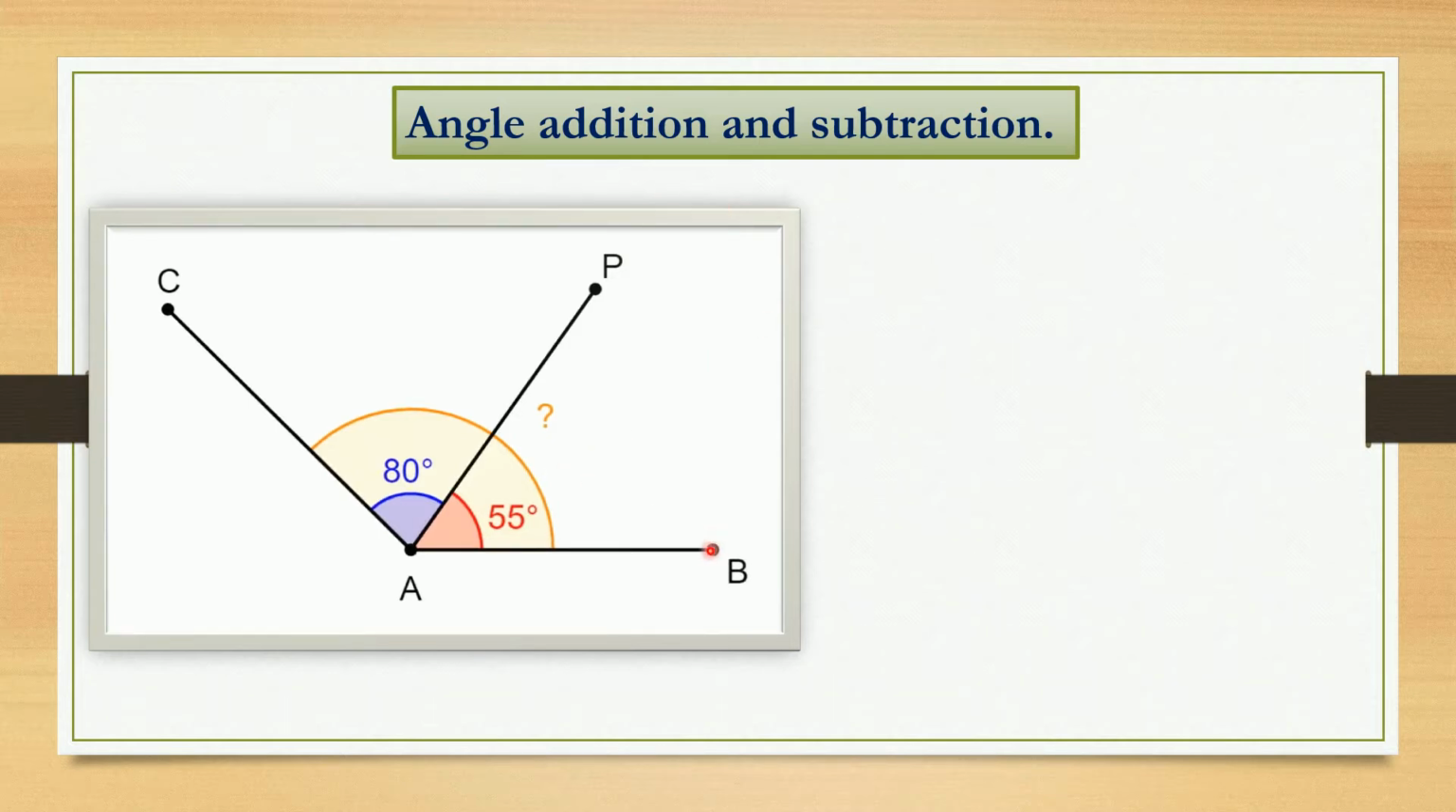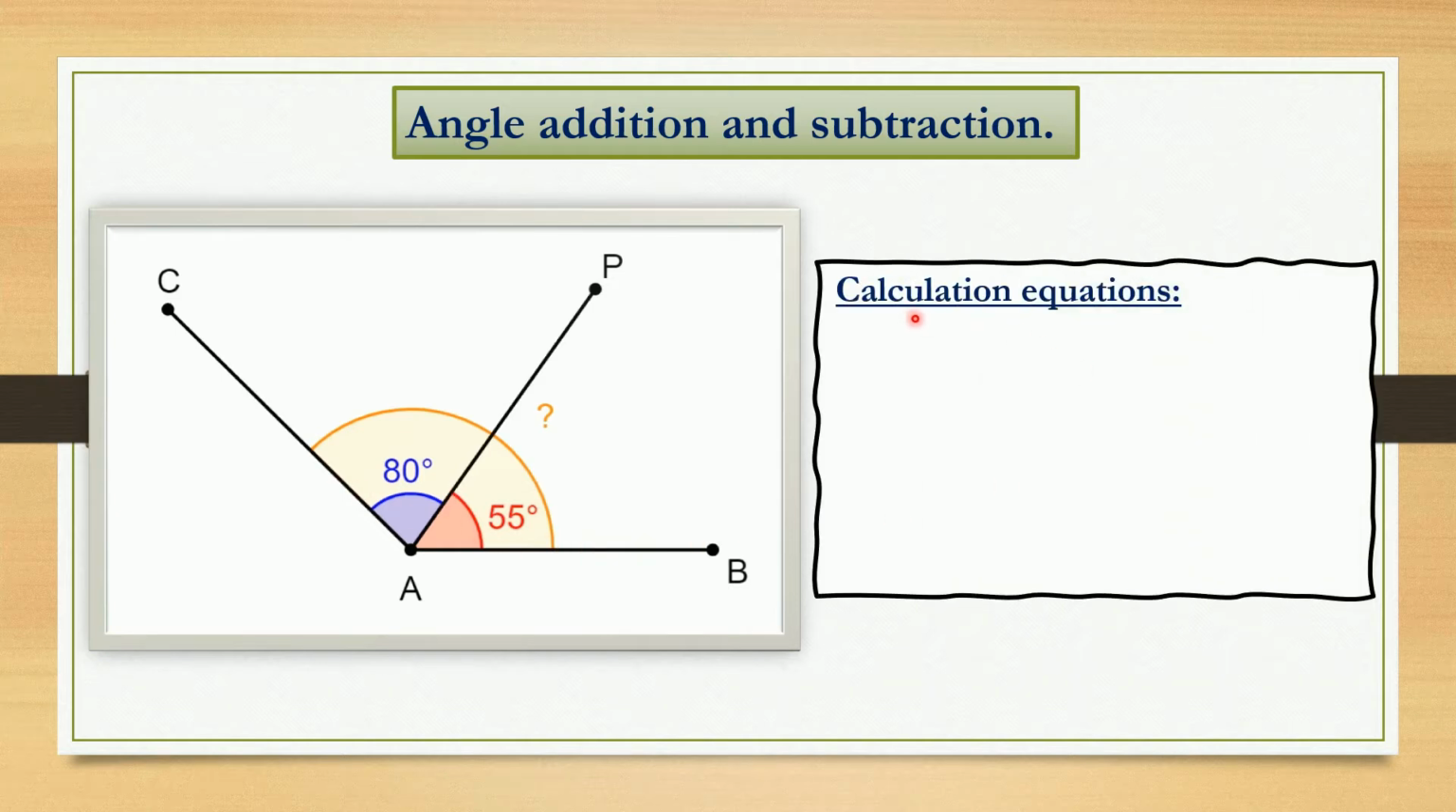So to calculate angle BAC, we notice that angle BAC is in fact formed by these two adjacent angles. It's like a whole formed of two parts. And to calculate a whole, we add the two parts. So in fact, to calculate angle BAC, we add angle BAP plus angle PAC. And 55 degrees plus 80 degrees is equal to 135 degrees.